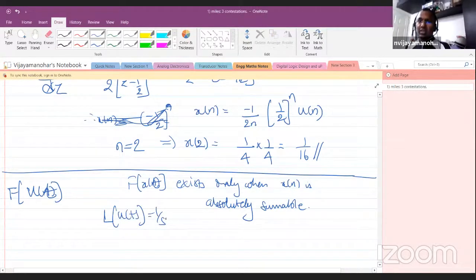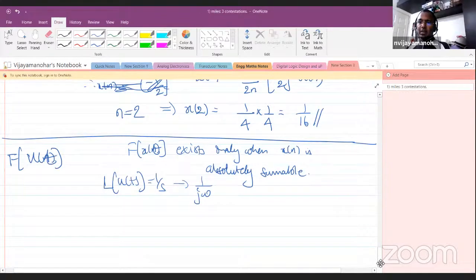So I replace s by j omega, I will get the Fourier transform, so 1 by j omega like that. But all these are wrong answers. The correct answer is pi delta of omega plus 1 by j omega. This is the correct answer.